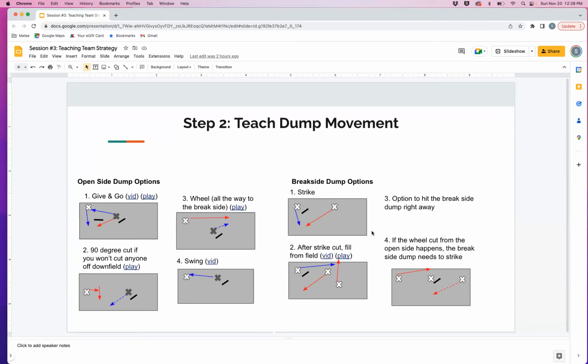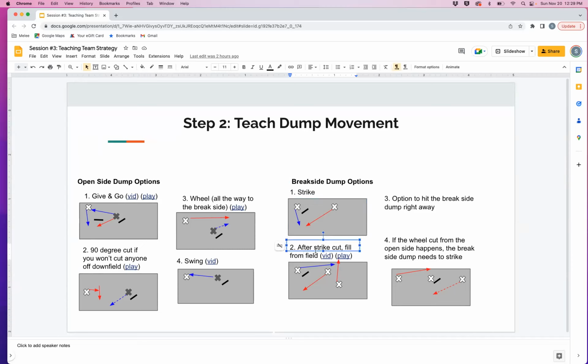Basically, your only options on the break side are really to go up line or to get an immediate swing if the thrower breaks the mark. So this strike cut that we saw with the give and go, that's really the default when you're on the break side.